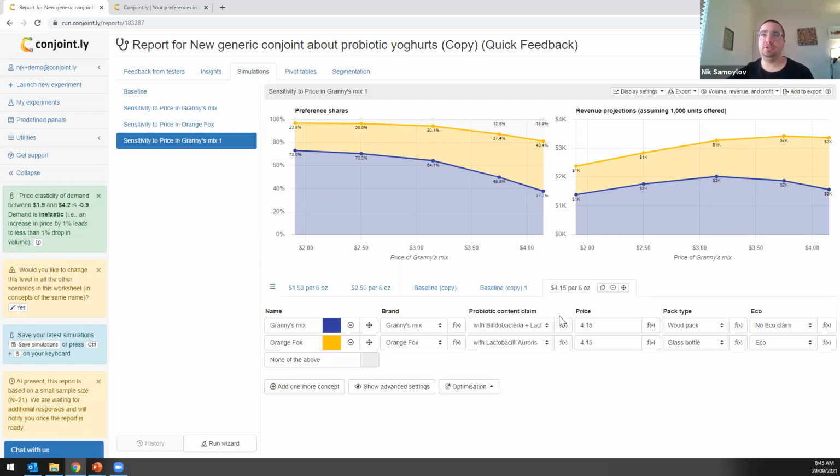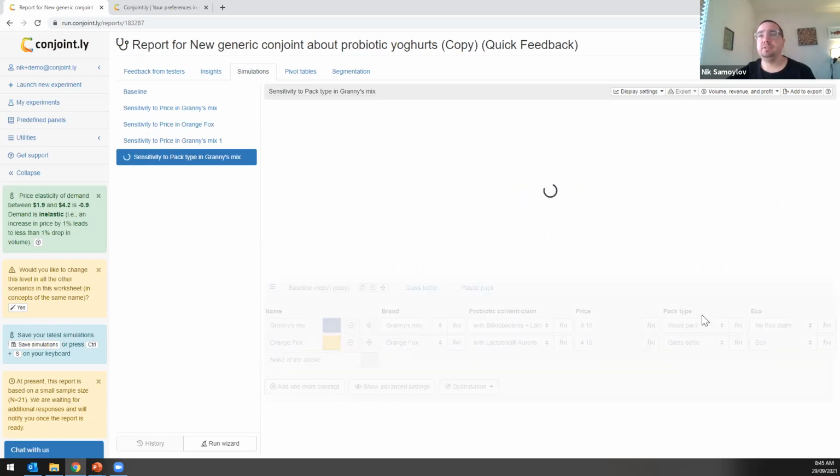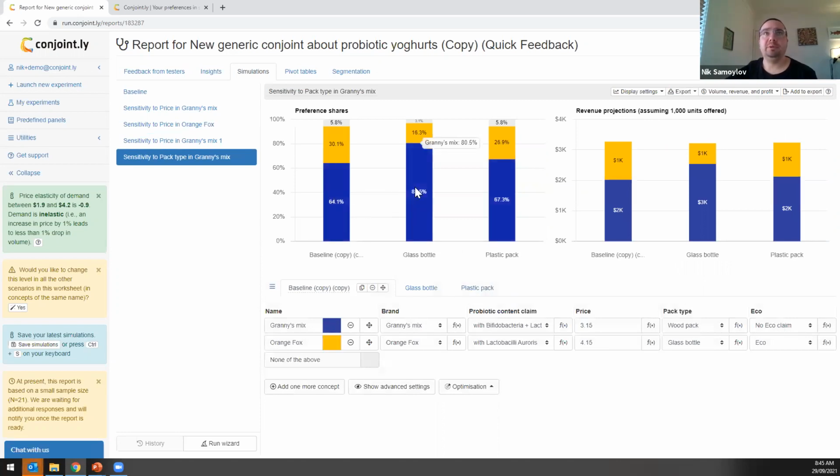Another way is to choose features. For example, say we know our optimal price, and we just want to see whether we should try to offer different pack types. So now we are with wood pack, and let's see what happens if we go for glass or plastic. So it looks like with glass, we are gaining quite a bit of share. So that means that if the costs of production for wood and glass are the same, then glass seems like a clear winner here. So that's what you can conclude from this chart.